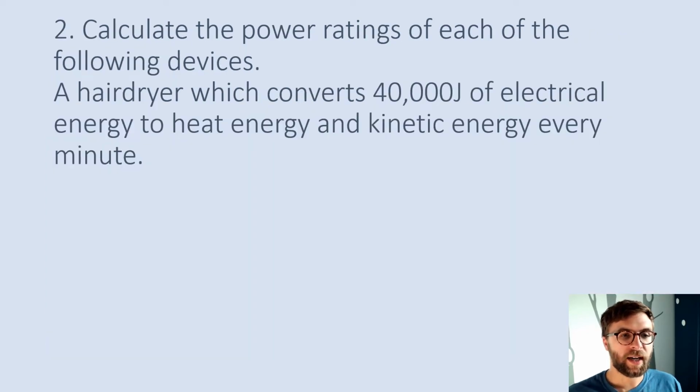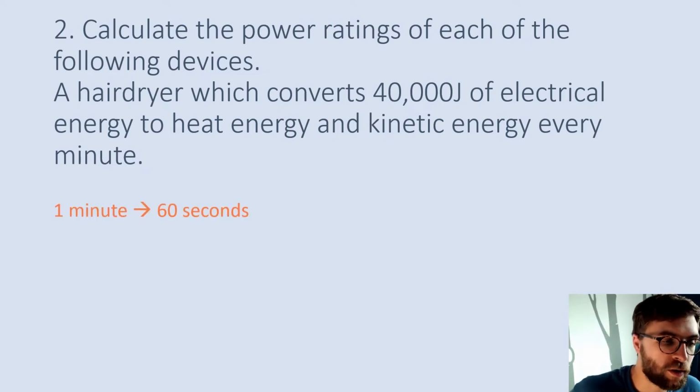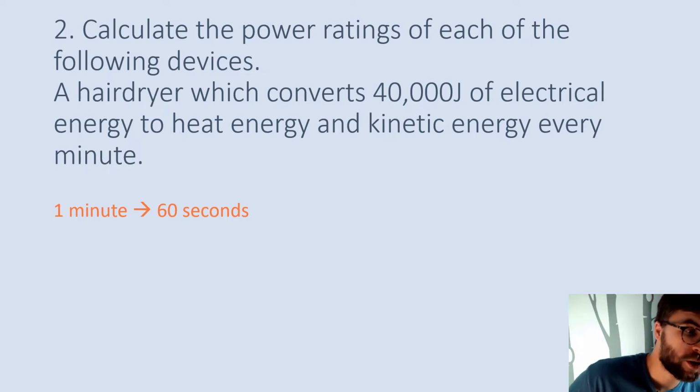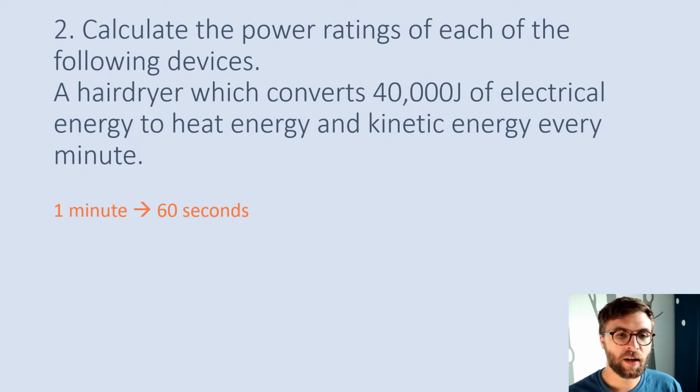Question 2, calculate the power ratings of each of the following devices. So the first one up is the hairdryer, which converts 40,000 joules of electrical energy to heat energy and kinetic energy every minute. So firstly, looking for the parts of your equation. So we've got time there, but noticing that time isn't in seconds in the question, 1 minute. So we need to convert it, which gives us 60 seconds.